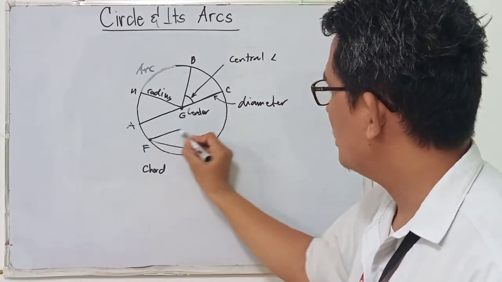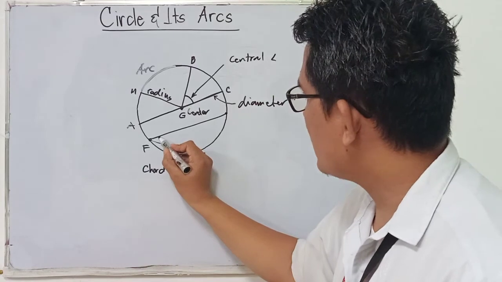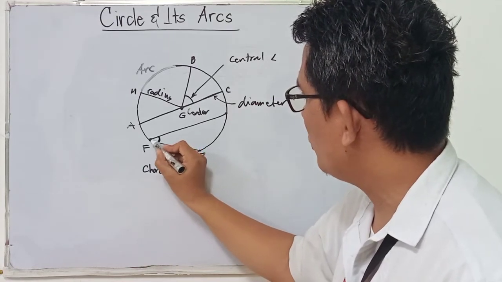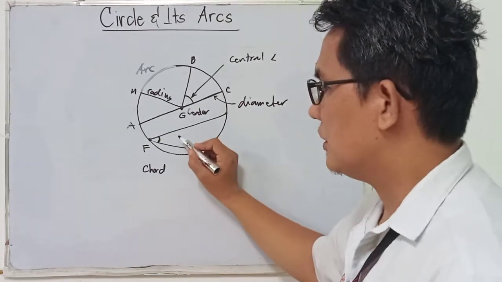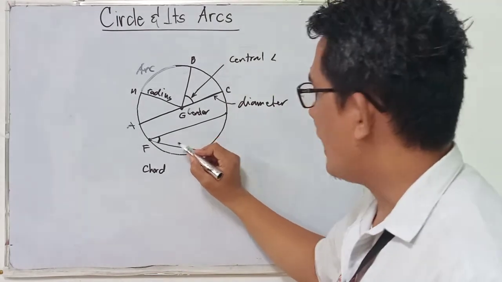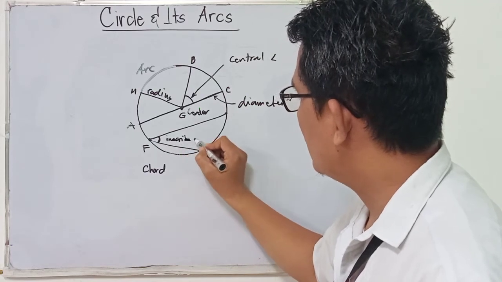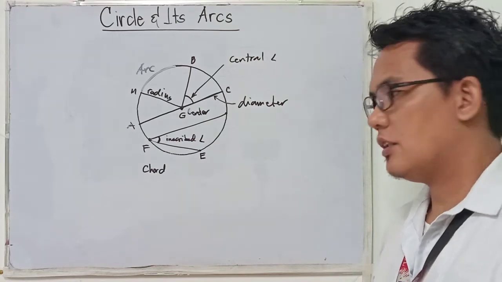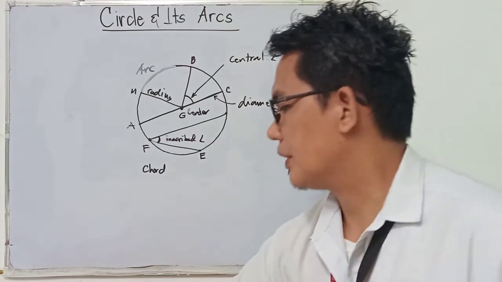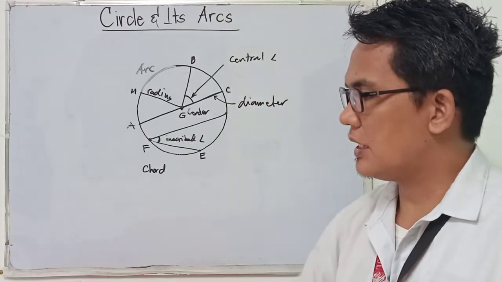So if we connect this point here and this point here, the angle that is formed here, in which the vertex is on the circle, is also called the inscribed angle. So this is called the inscribed angle. Those are the review lessons from when you were in grade 7. So that's just a recall.